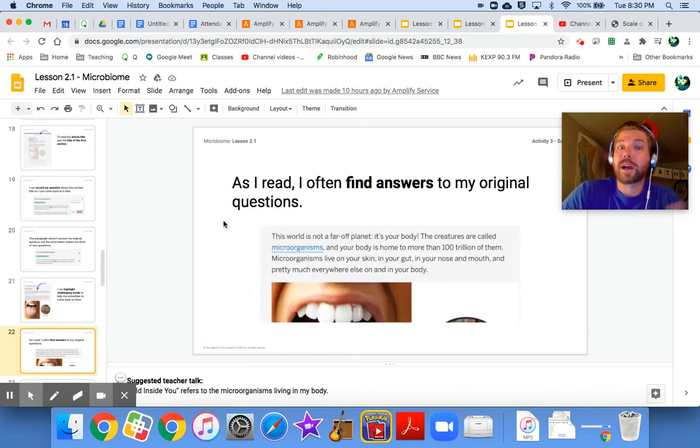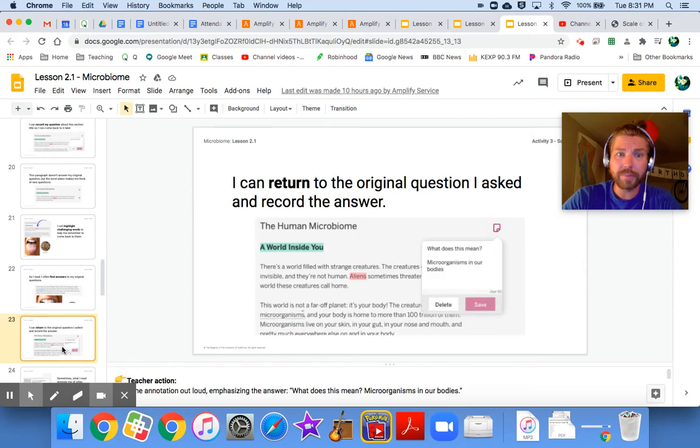As I read, I often find answers to my original questions. So, this world is not a far-off planet. It's your body. Oh, we're talking about my body. I thought we were reading science fiction. The creatures are called microorganisms. Your body is home to more than 100 trillion of them. Hey, I've heard this before. Microorganisms live on your skin, in your gut, in your nose, in your mouth, and pretty much everywhere else on and in your body. Okie dokie. Well, a world inside of you. Now I get it. They're talking about all the microorganisms that live on and in us. And the world, well, that's us.